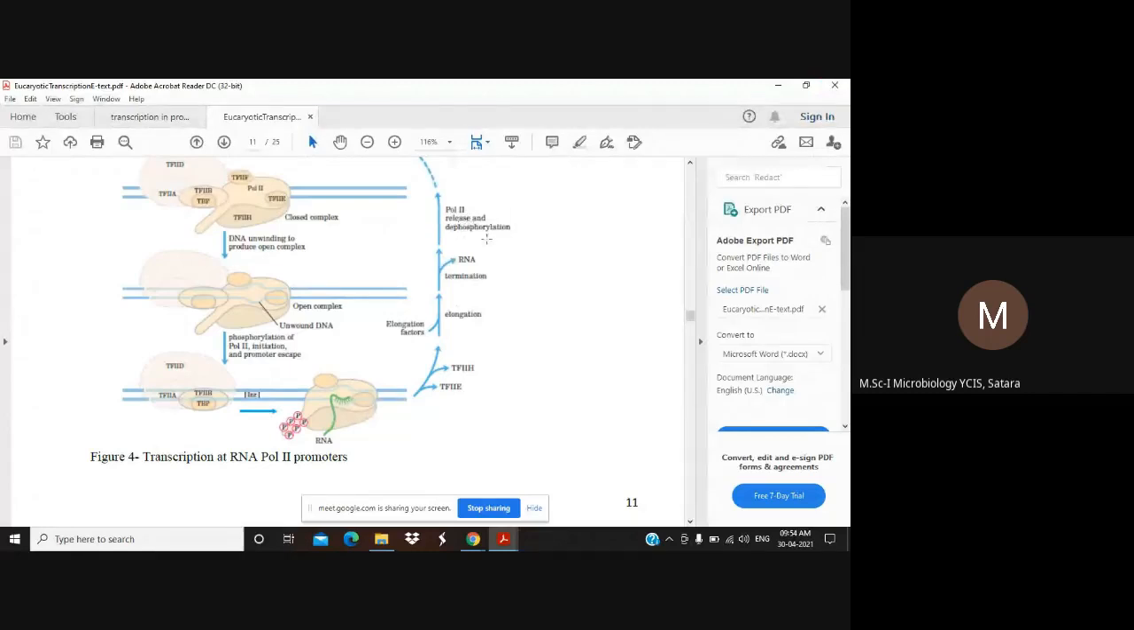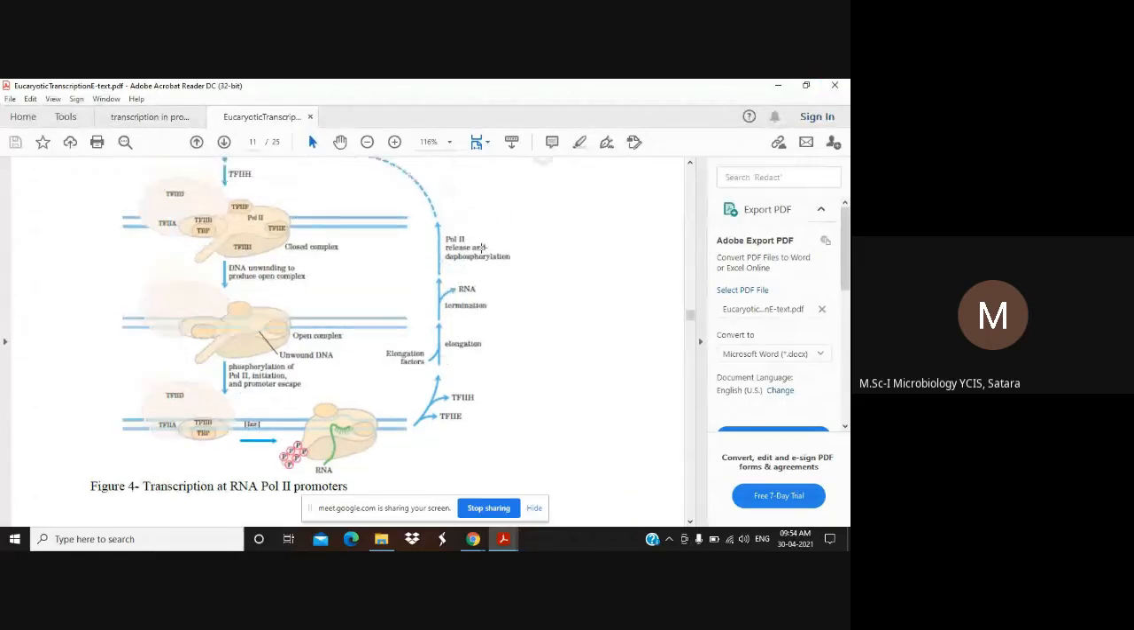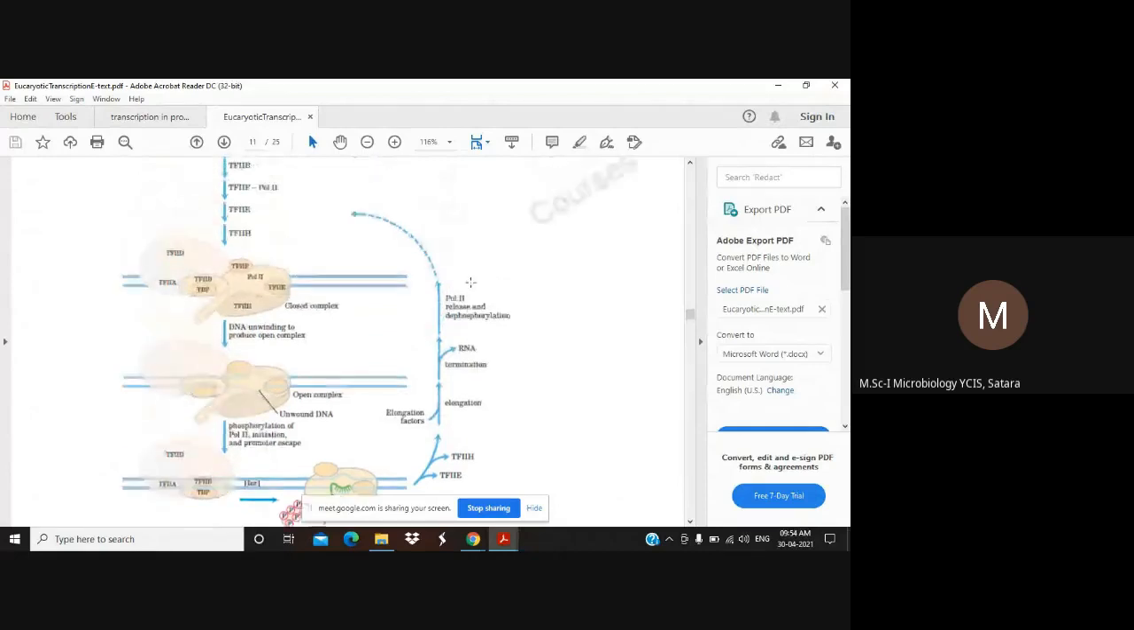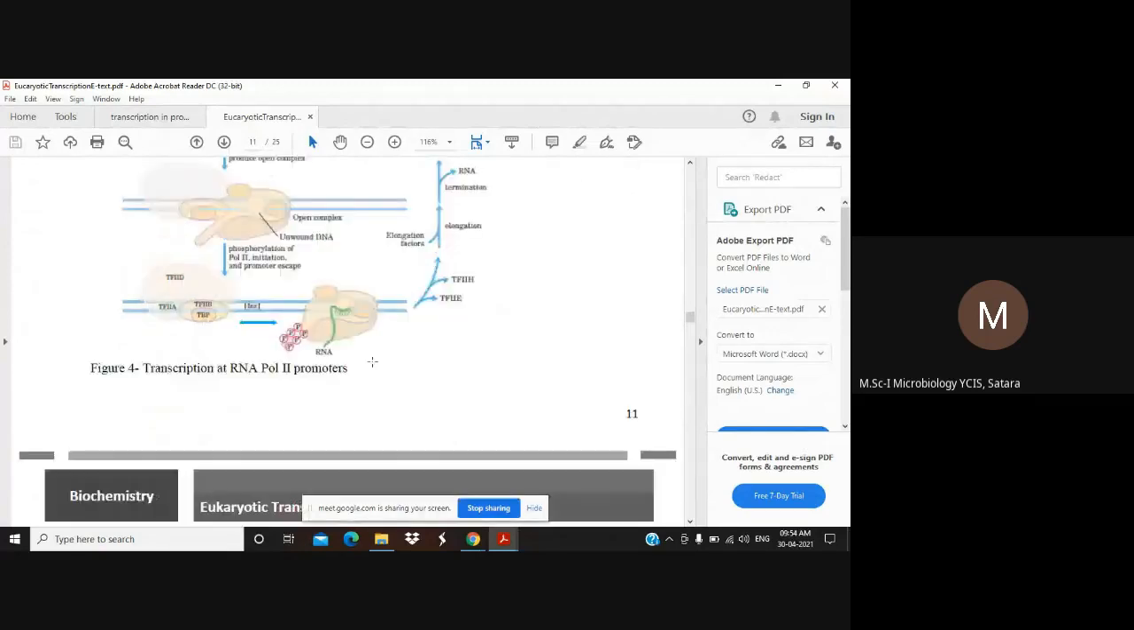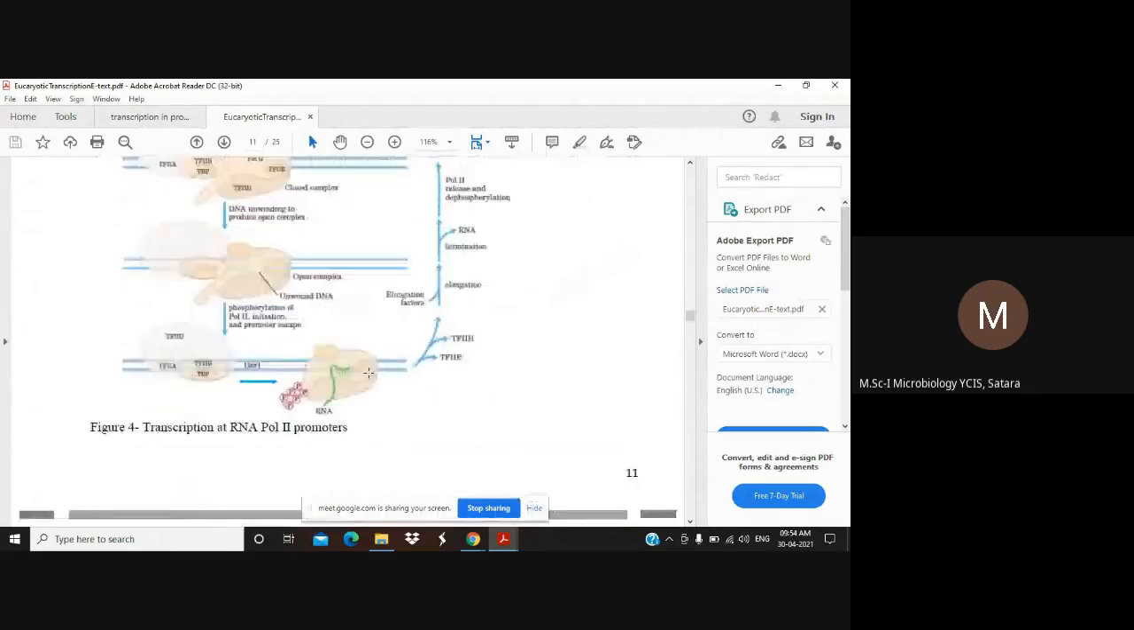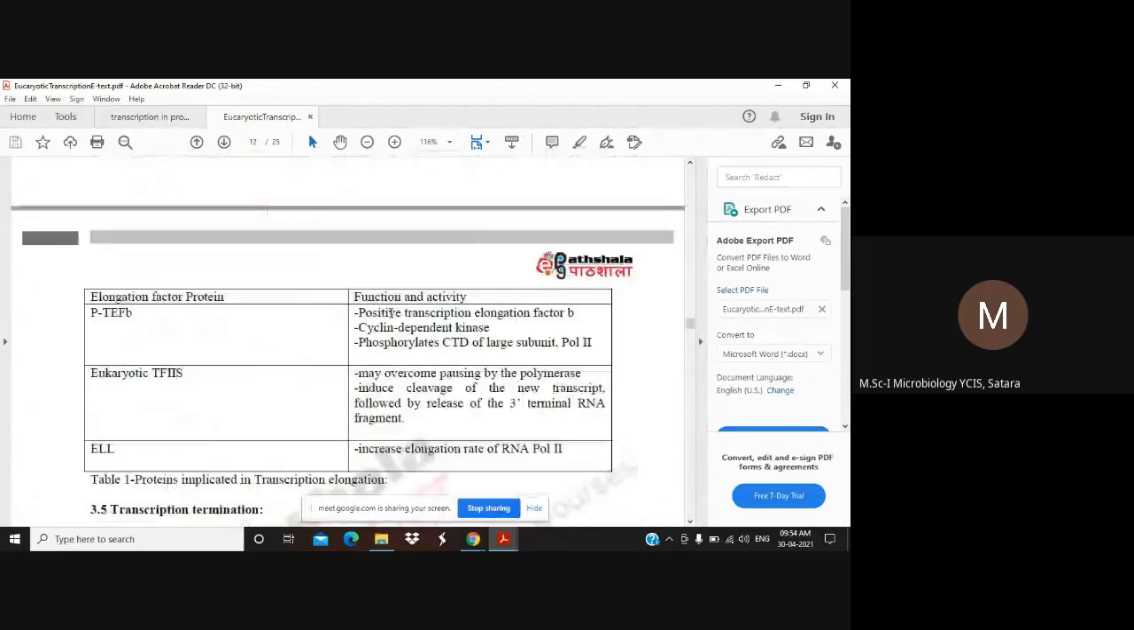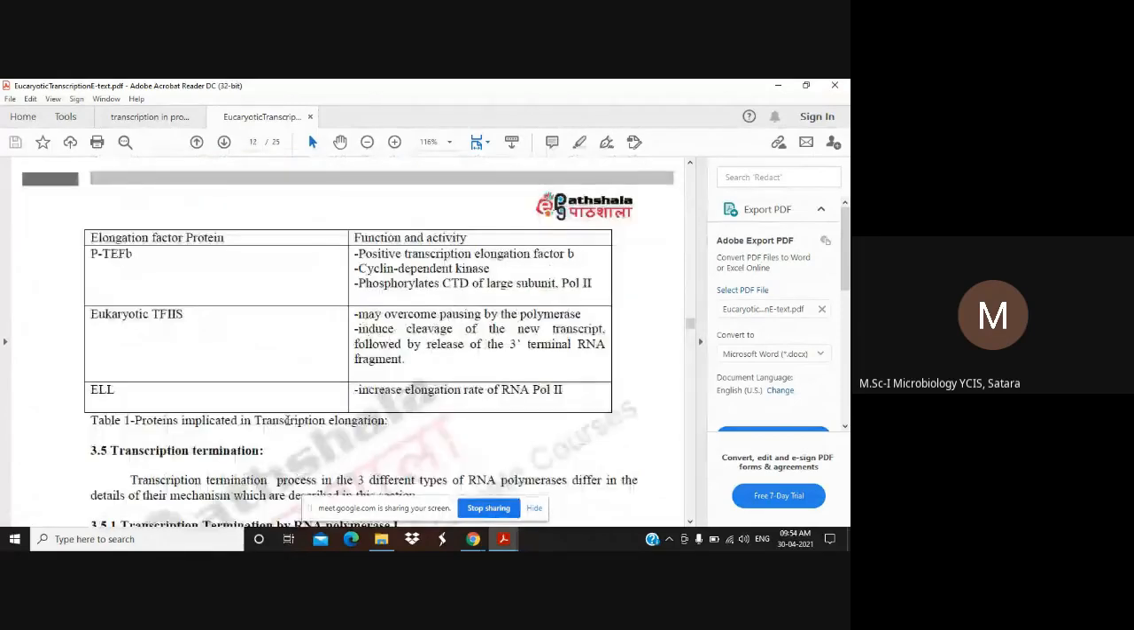RNA polymerase 2 and dephosphorylation of the RNA polymerase 2 occurs. And again this RNA polymerase 2 is recycled. Again it binds with the TF2F. So in general, this is the diagram showing the transcription in eukaryotes. So there are some elongation factors. Initiation process समजली का?